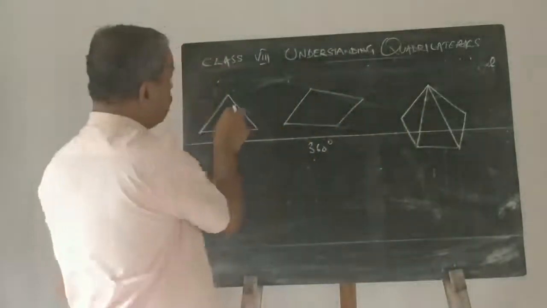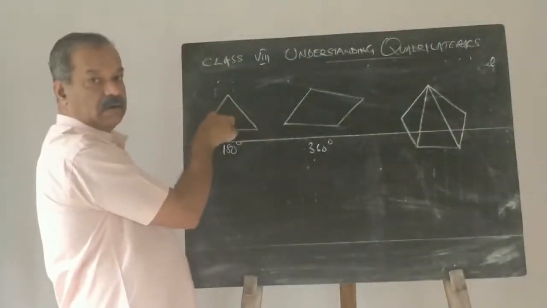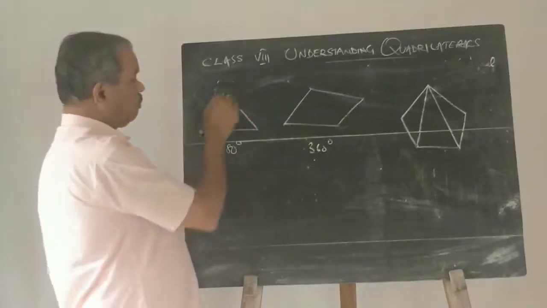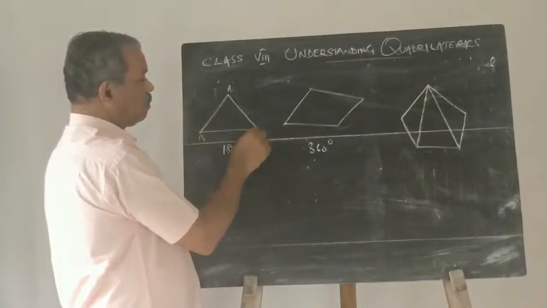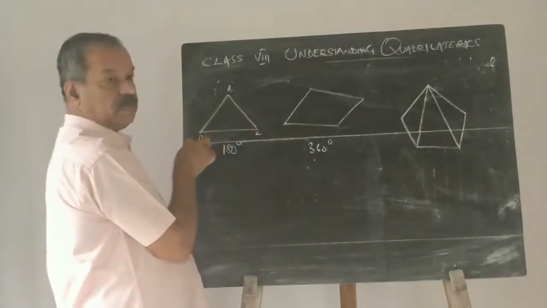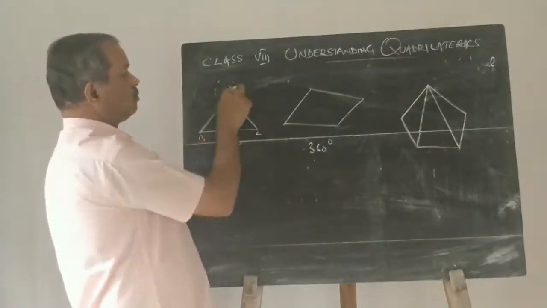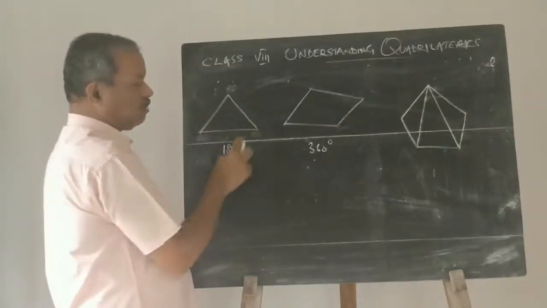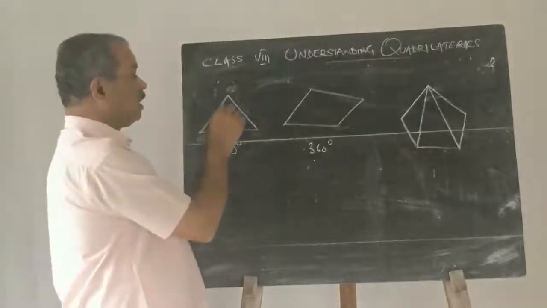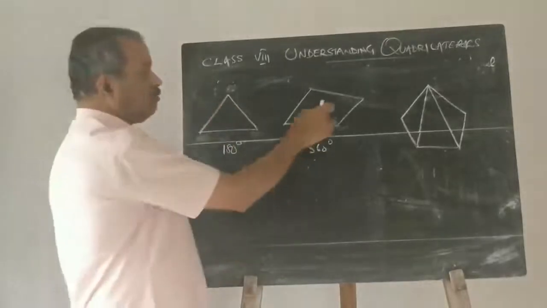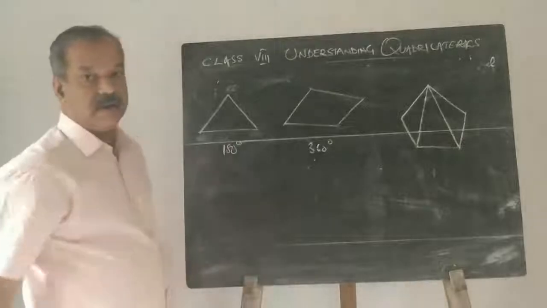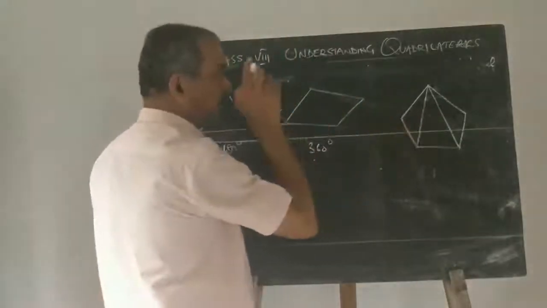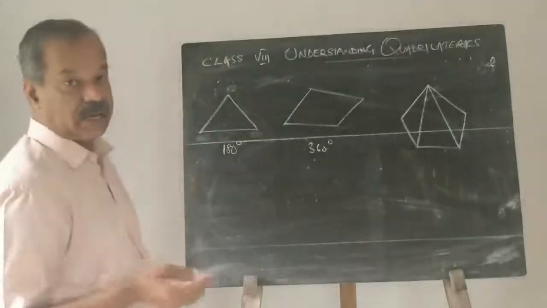Here there is no diagonal for a triangle. Why? Because all the vertices are consecutive. Here we write A, B, C. Then A and B are consecutive, B and C are consecutive, C and A are consecutive. So we cannot draw any diagonal. There is no diagonal for a triangle. But for a quadrilateral, one diagonal. Pentagon, two diagonals. Two diagonals divide the pentagon into three triangles.